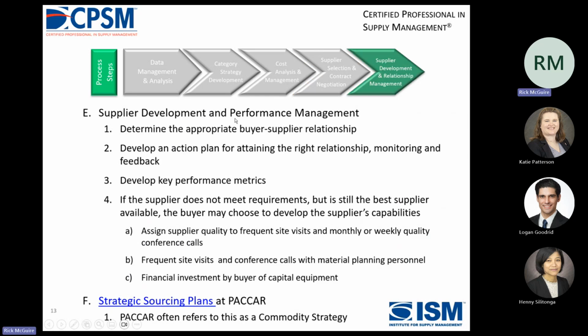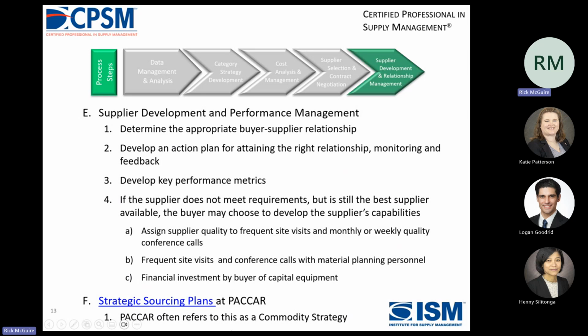And then the last step is supplier development and performance management. So you got to determine the appropriate relationship, develop an action plan for attaining what you want, and get some key metrics. And if the supplier doesn't meet requirements, but is still the best supplier available, you may choose to develop their capabilities. You can assign supplier quality to frequent site visits. You can go out there and do conference calls with them. Financial investment by the buyer is also an option.